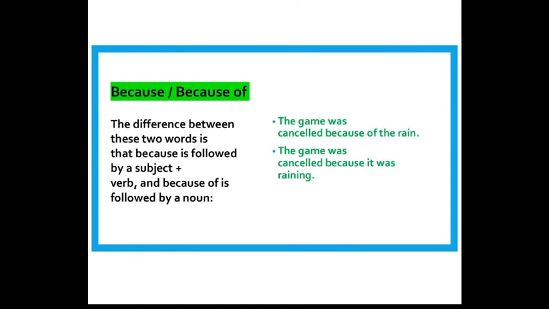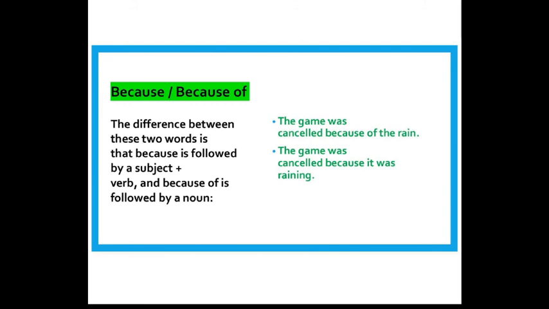Another example is 'because' and 'because of'. What is the difference between 'because' and 'because of'? The difference between these two words is that 'because' is followed by a subject plus verb, and 'because of' is followed by a noun. Here is an example: The game was cancelled because of the rain.